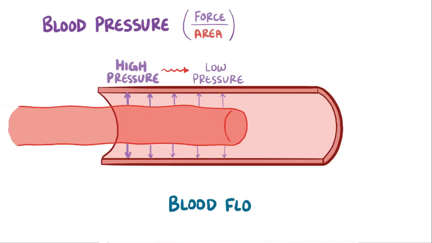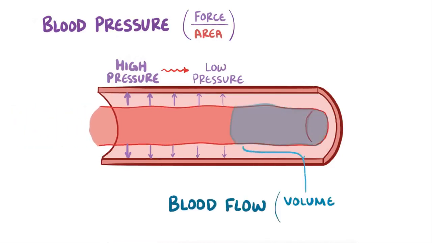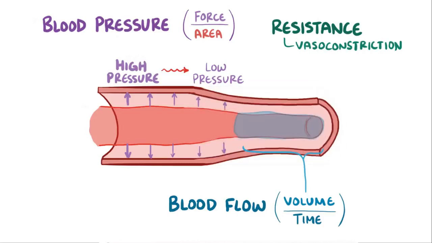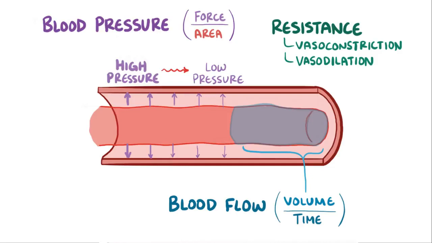When we say blood flow, we're referring to the volume of blood that flows through a vessel or organ over some period of time. Now, that amount of blood flow from one end of the blood vessel to another is affected by the blood pressure as well as the resistance, which comes from the vessels themselves. Vasoconstriction, where the vessels constrict and get smaller, decreases blood flow. And vasodilation, where the blood vessels expand, increases blood flow.